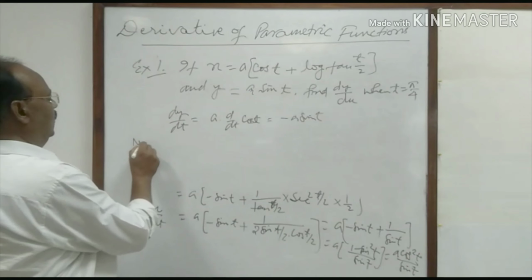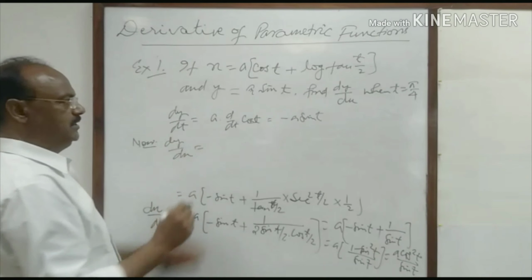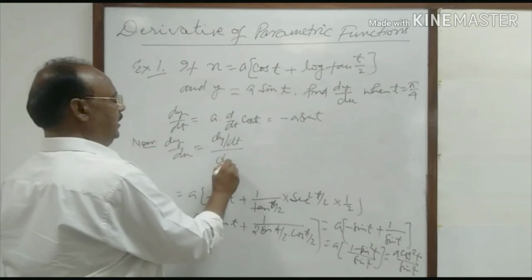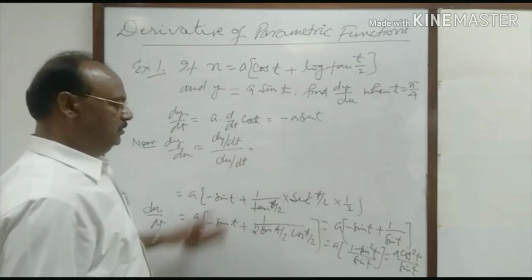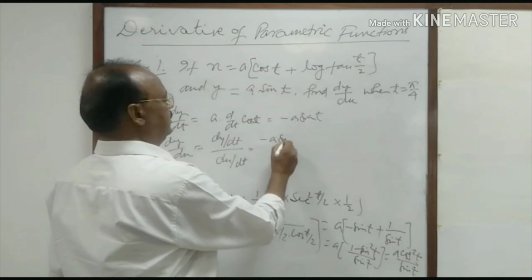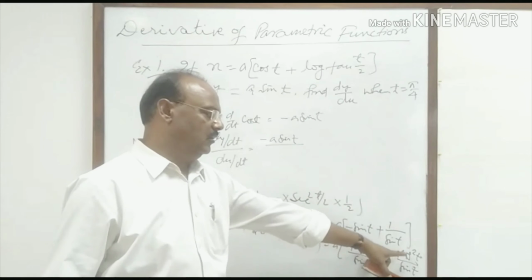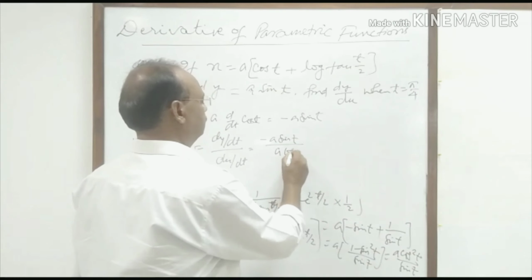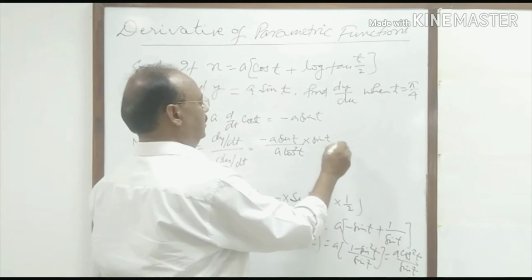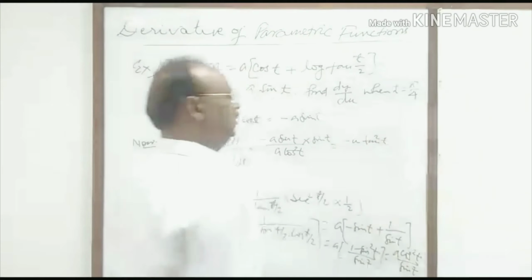So now we have to find out derivative of y with respect to x. As we have discussed earlier, this will be equal to derivative of y with respect to t upon derivative of x with respect to t. So derivative of y with respect to t is minus a sin t, and derivative of x with respect to t is a cos square t upon sin t, that we can write here, sin t. This is equal to minus a tan square t.